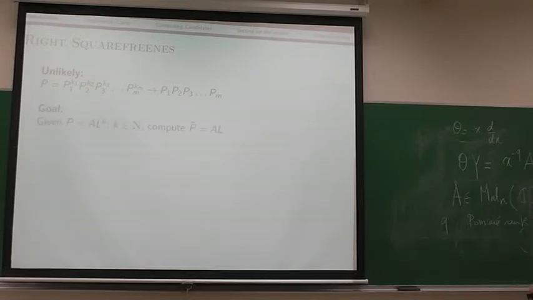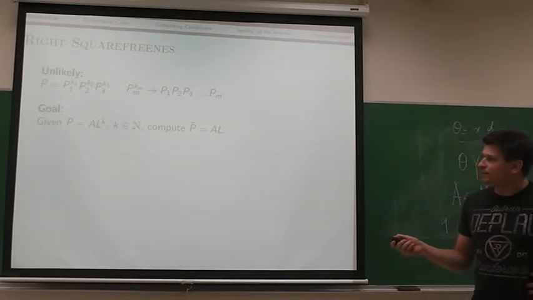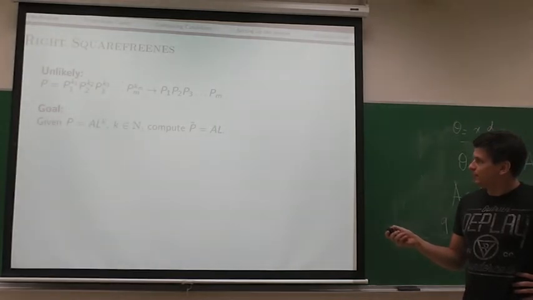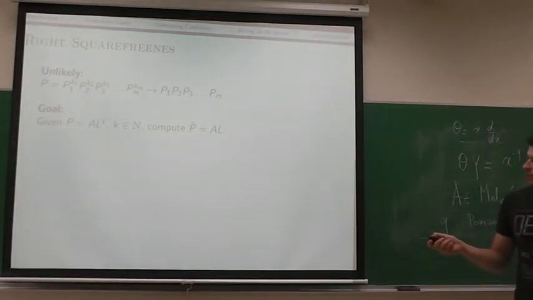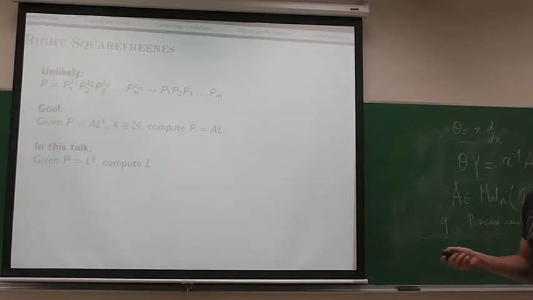So my goal would be that if I have given an operator P, which could be written in the form A times L to the K, I want to be able to compute P tilde, which is equal to A times L. So I want to remove this K here. And this would be my ultimate goal. This I did not achieve yet. But what we will care about in this story will be the easier problem, if A is equal to 1. That is, if we have given P equal to L to the K, we want to compute L.